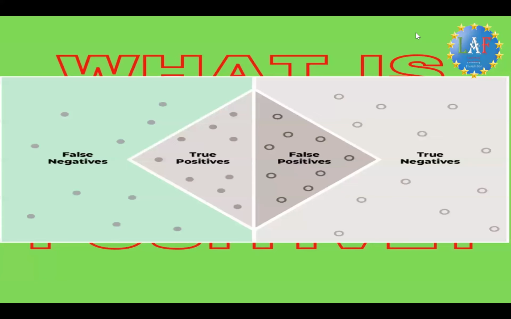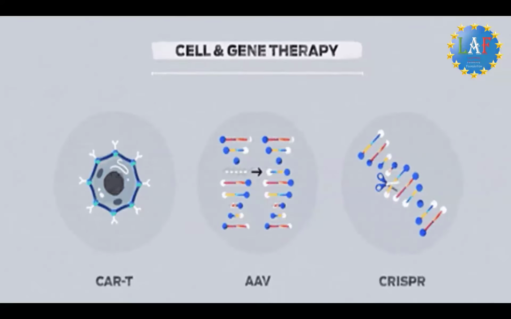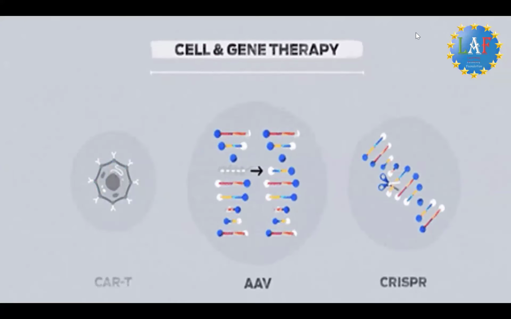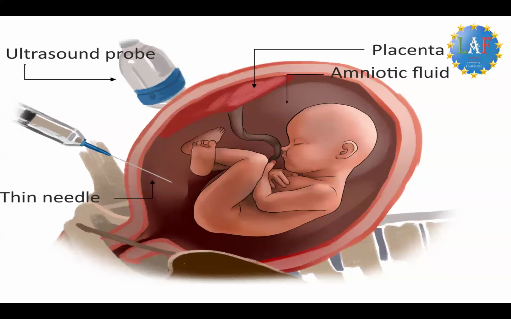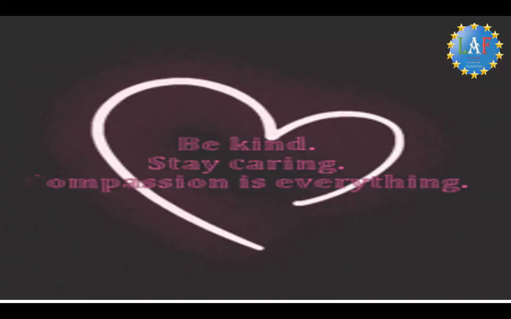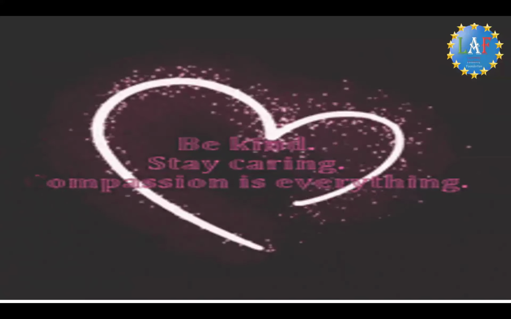Gene therapy, like CAR-T, AAV, and CRISPR, offers hope but faces ethical and technical challenges. Different methods like amniocentesis or blood tests carry risks and uncertainties. So we must approach these tools with both scientific rigor and compassionate care. We must be kind, stay caring, and compassion is everything.